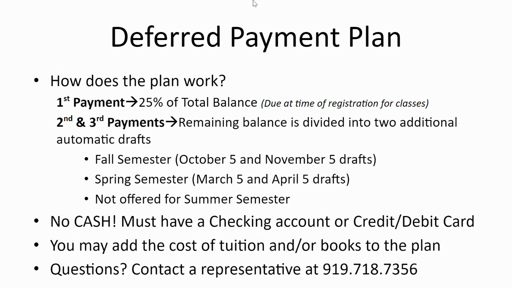So how does it work? As I said before, the first payment is 25% down, and that's due right when they register, immediately. And then they'll get a second and third payment, which will divide the remaining balance in half.